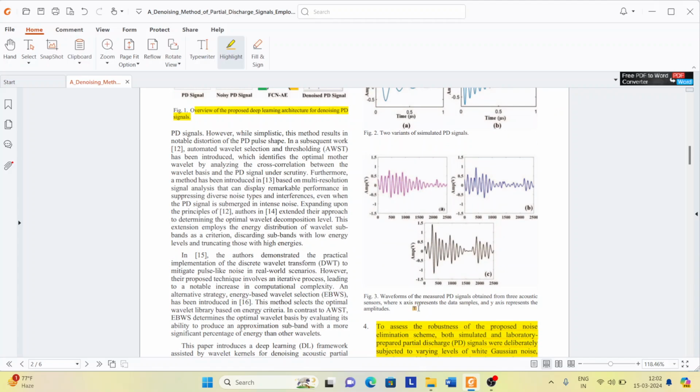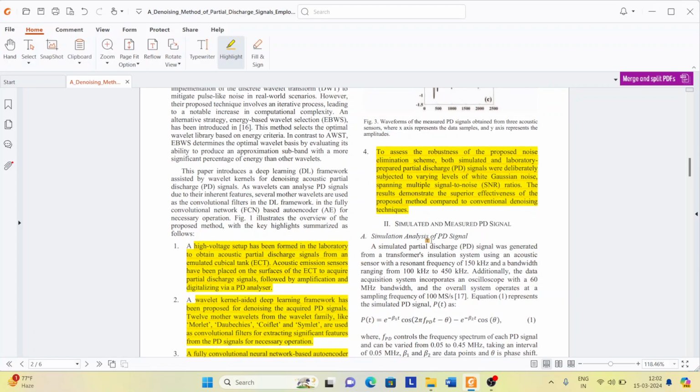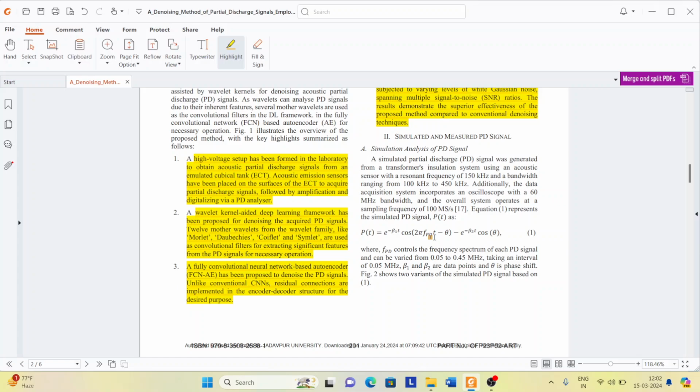And this is the waveform of the measured partial discharge signals obtained from three acoustic sensors, where the x-axis represents the data samples, that is from 0 to 2500, and the y-axis represents the amplitude in voltage. So what are the simulated and the measured partial discharge signals?